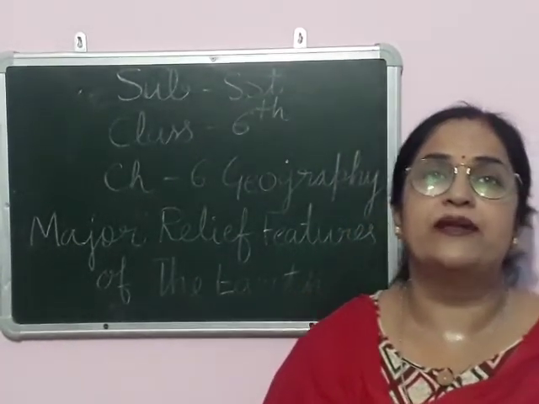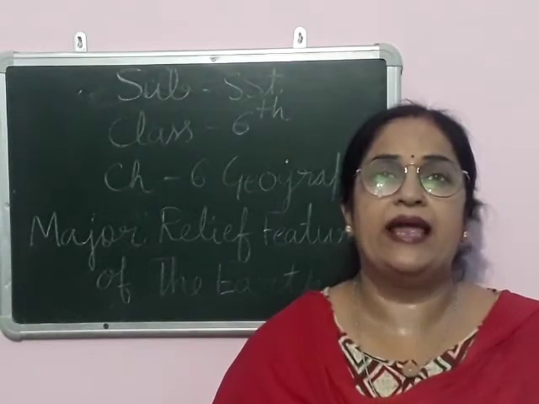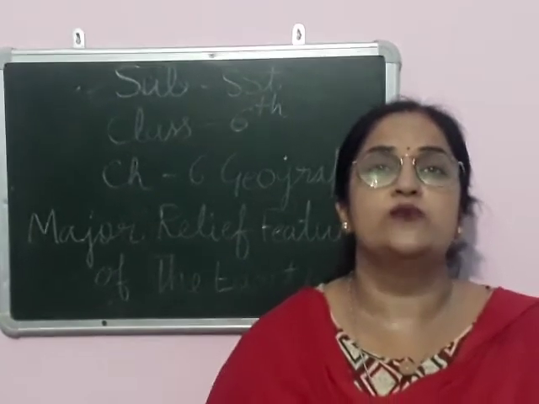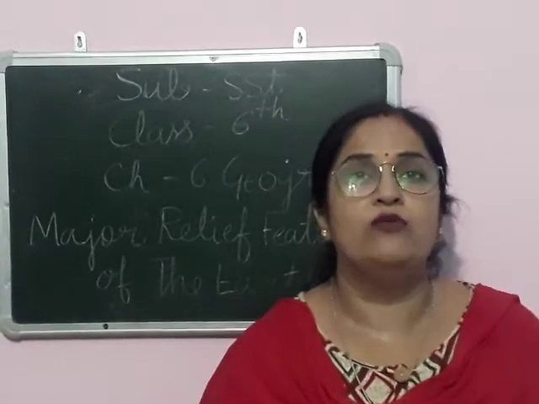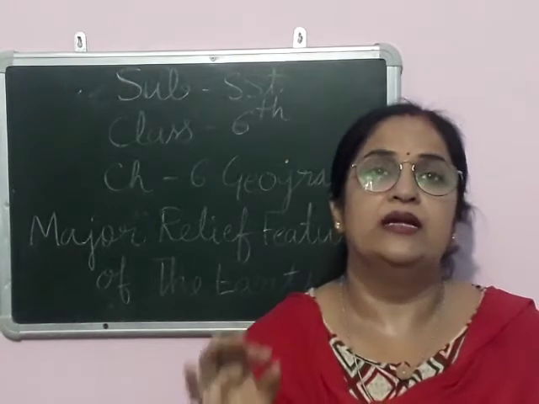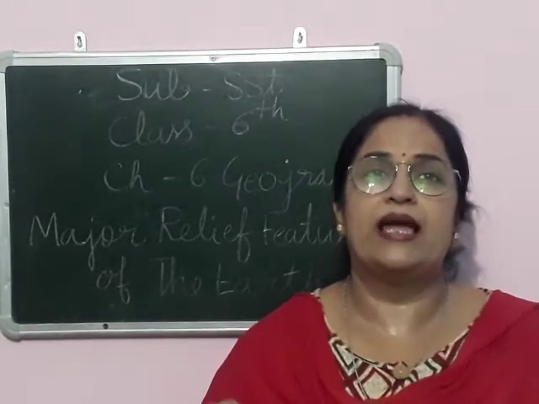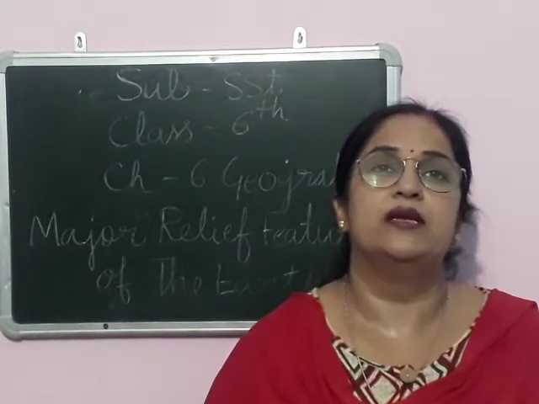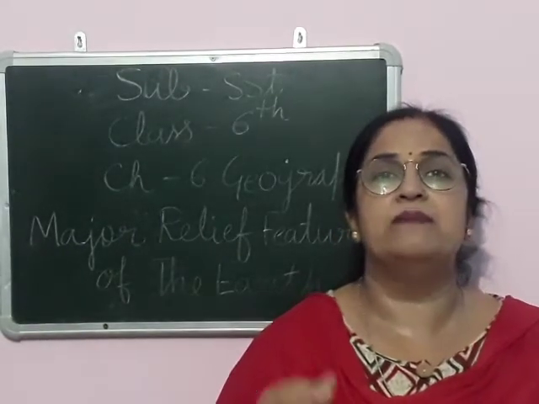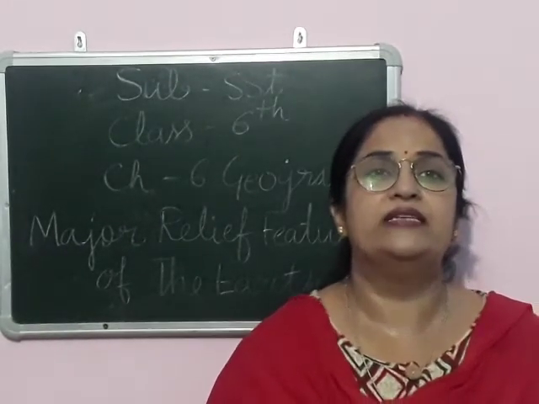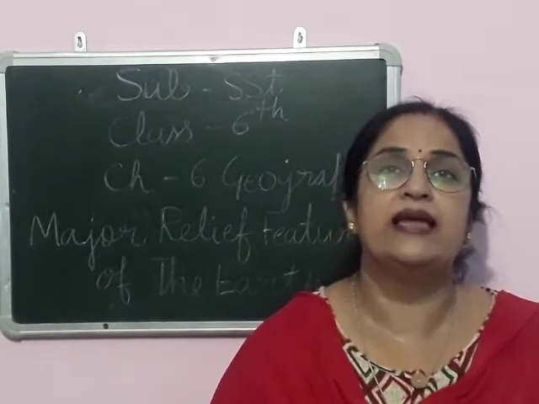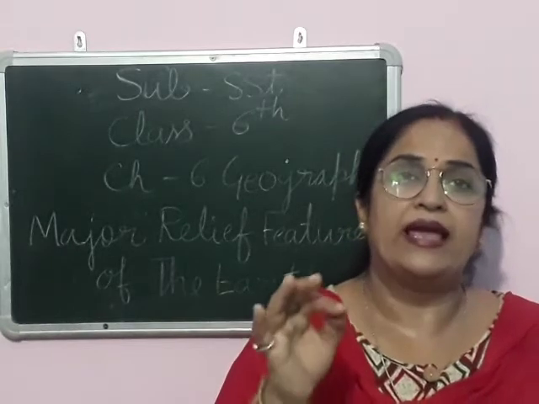In this chapter we shall study in detail the three major landforms of the earth: mountains, plateaus and plains. Now, about mountains and their types. What are mountains? Mountains are masses of land which are considerably higher than the surrounding area.